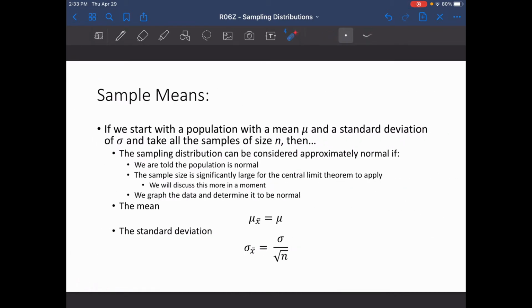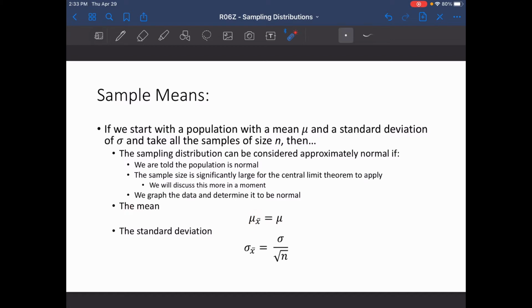Okay, we also have our second category of sampling distributions, which is sample means. And so we have proportions and means. If we start with a population with a mean of mu and a standard deviation of sigma and take all the samples of size n, then the sampling distribution can be considered approximately normal if we are told that the population is normal, or the sample size is large enough for the central limit theorem to apply, and we will discuss that again in a moment, or we graph the data and determine it to be normal. So there are a few ways that we can figure out whether or not that's going to be normal.